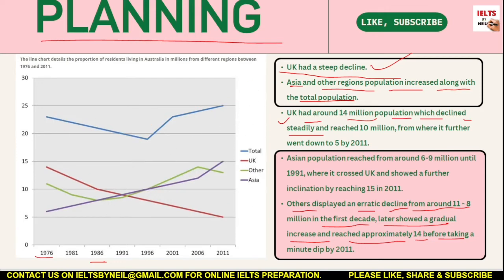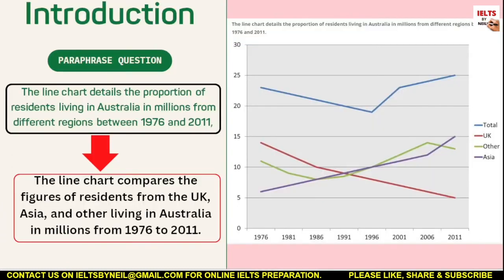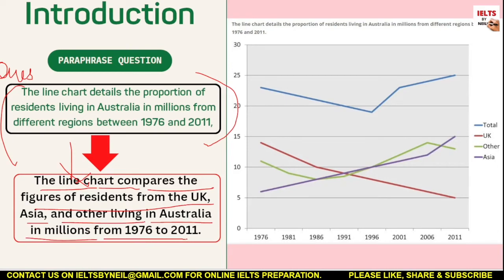Now we're going to write the complete task 1 of this line graph, okay? So let's start with the introduction. This is the question statement, this one here, and this is the paraphrase that I've done. The line chart compares the figures of residents from the UK, Asia, and others living in Australia in millions from 1976 to 2011. Okay, very simple, straightforward. I've not used any difficult or typical sentence here.